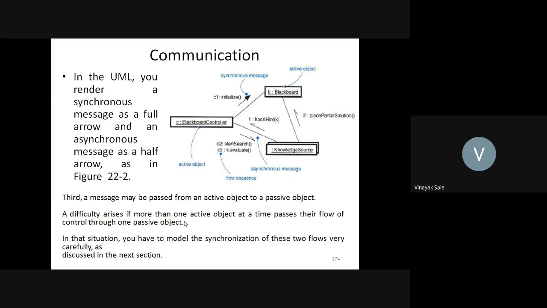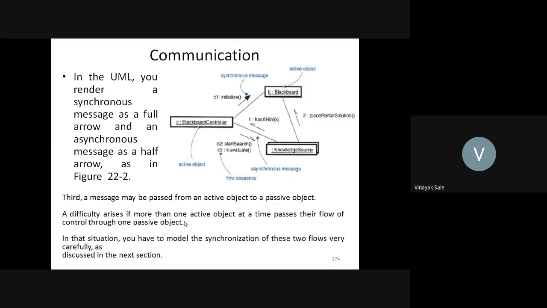A difficulty arises if more than one active object at a time passes flow of control through one passive object. In that situation, you have to model the synchronization of these two flows very carefully.